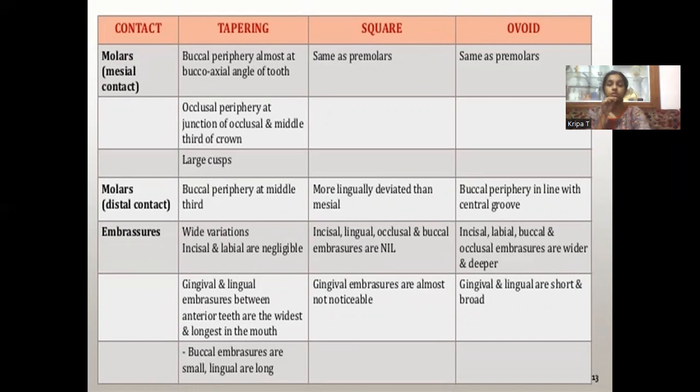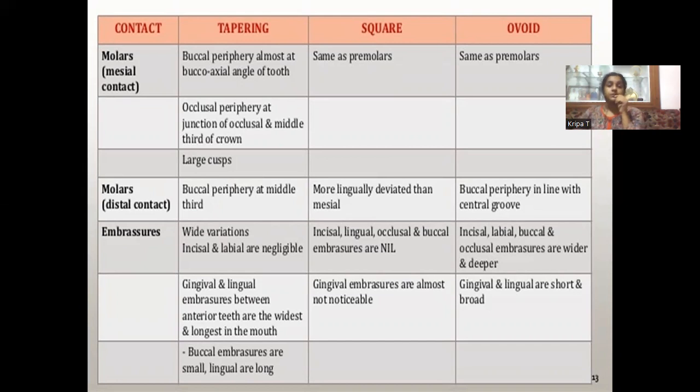Whereas the distal contact of molars is in the buccal periphery at middle third for tapering tooth, more lingually deviated than mesial for square tooth. Buccal periphery in line with central groove for ovoid.